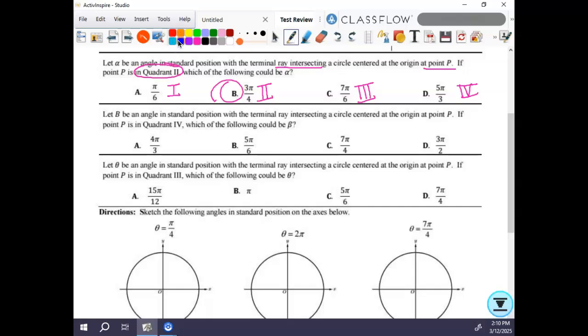So 4 pi/3, what quadrant are we in? Third. If the numerator is 1 more than the denominator, right? 5 pi/6 is in which quadrant? Second. This one is in the fourth. And this one is a quadrantal, right? And that ordered pair would be (0, -1). We are looking for quadrant 4 here. So my answer is C. Okay, we okay with those?